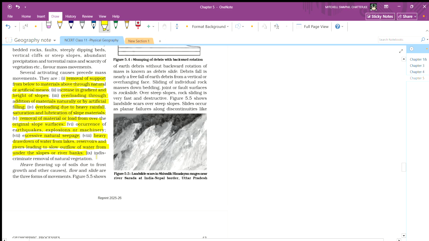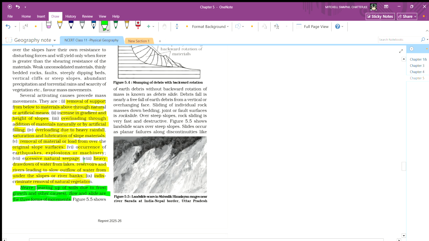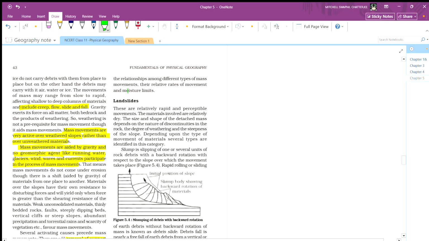Next is indiscriminate removal of natural vegetation. Then heave, which is the heaving up of soil due to frost growth. Another cause. Heave, flow, and slide are three forms of movement. And the relation among the different types of mass movement, their relative rate of movement and moisture limits.